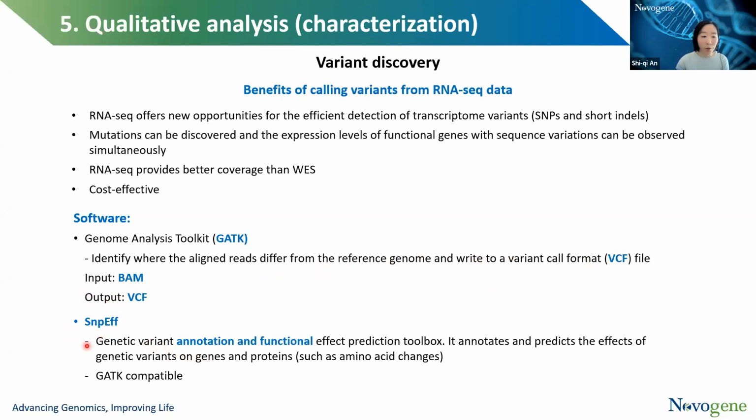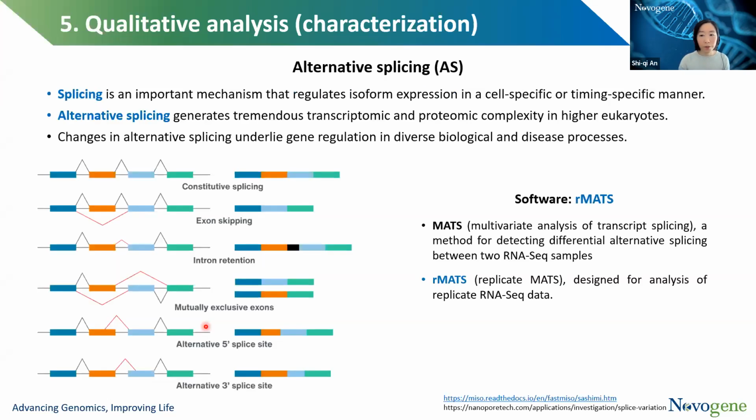Okay, and we'll also use a software package called SnpEff, basically to give an annotation and a functional prediction of the mutations or variants we identified. This is GATK compatible. So through the analysis, we're going to identify the variants and also have annotation information. Now, after that, we can also call alternative splicing. Splicing is a very important mechanism that regulates isoform expression in a cell-specific or timing-specific manner. Alternative splicing generates tremendous complexity at the transcriptome and proteome level, most likely in higher eukaryotic organisms. Any changes in alternative splicing usually underlie gene regulation in diverse biological functions and also disease processes. So here are some mechanisms or situations for alternative splicing, the different cases.